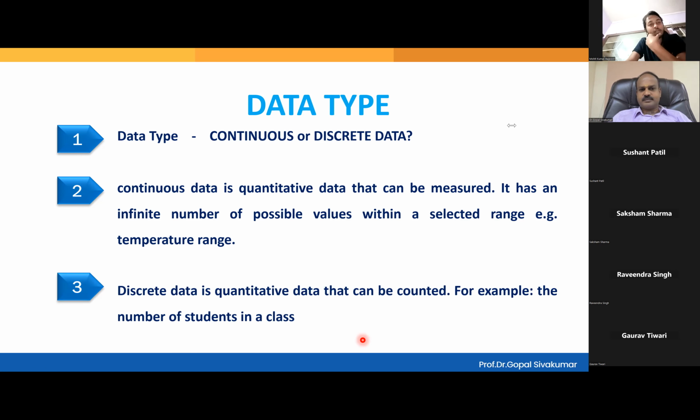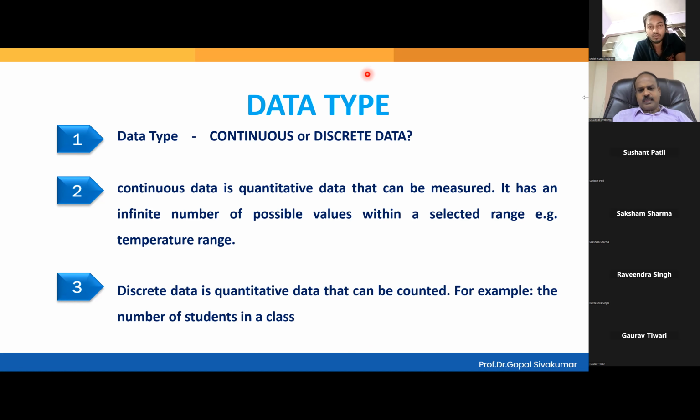Discrete data is quantitative data that can be counted. For example, the number of students in a class. So, it is defined slightly in another way. Countable data, right? Like how many people said satisfied? How many people said dissatisfied? After completing the survey, what will you do? You would like to understand how many are dissatisfied, how many satisfied, how many are highly satisfied. That means your data is countable data. Only by counting you interpret. Such data are known as discrete data.